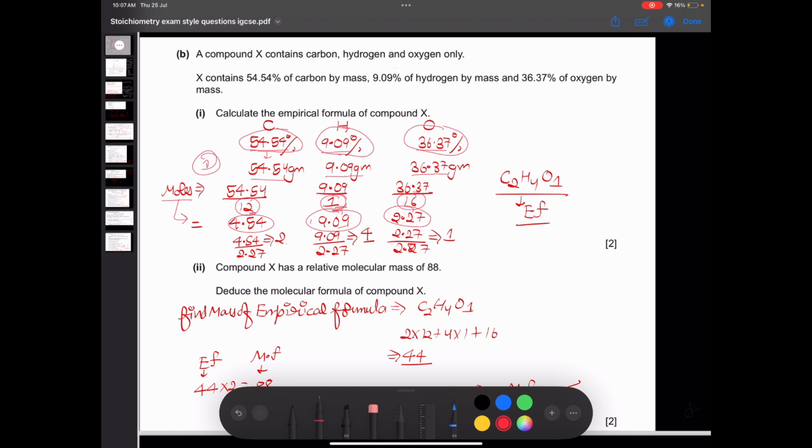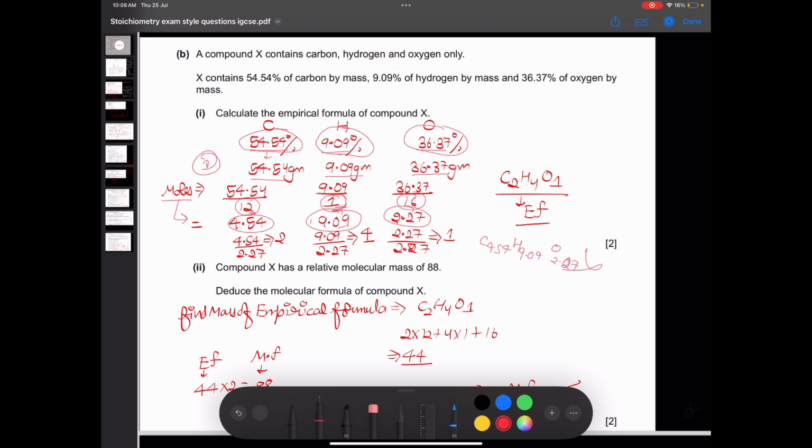Now, is this the simplest ratio? Can you write carbon as 4.54, hydrogen as 9.09, and oxygen as 2.27? No, this is not allowed. Atoms cannot be in decimals or fractions. Atoms need to be in whole number ratios. So we are missing a step. Step number three, we divide all the moles with the smallest moles to get the simplest ratio.